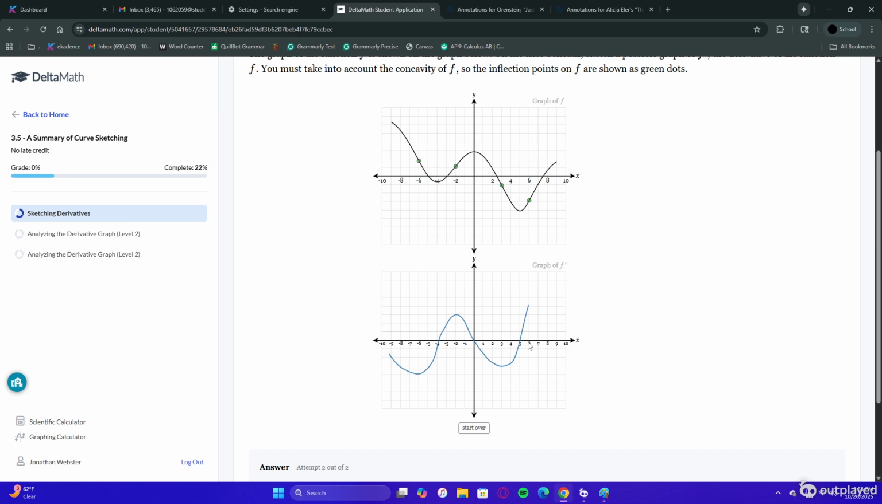to 6. Now after 6 to 9, this is where f is increasing, so you know it's going to be above 0, but it's concave down, so f prime is going to be decreasing.